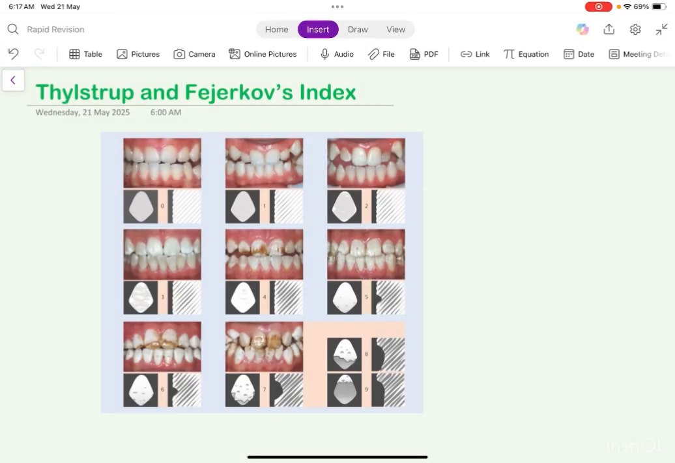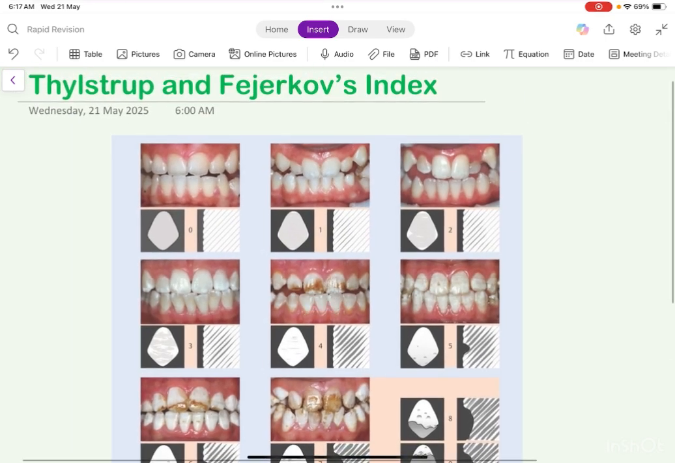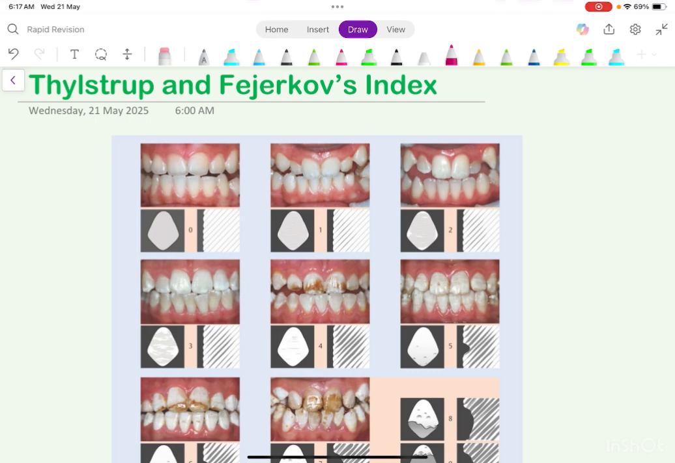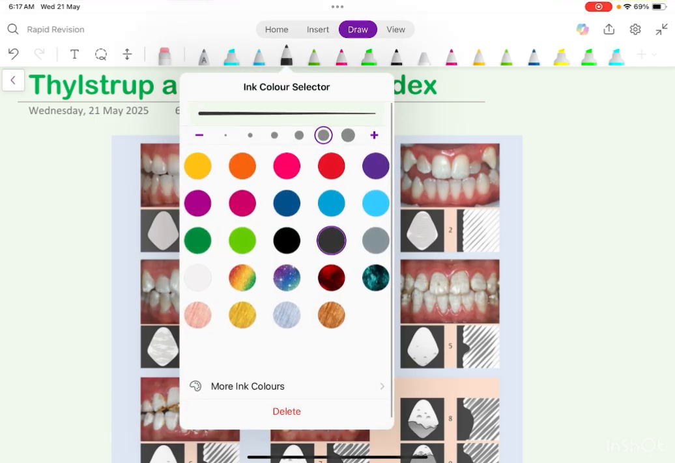In this video, I'll be talking about the Thylstrup and Fejerskov's index. There are around 8 findings, and we should be clear as to what we see in all of the gradings.